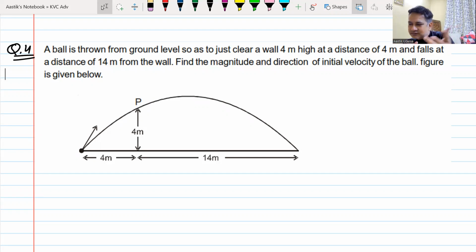A ball is thrown from ground level so as to clear a wall of 4 meter high at a distance of 4 meter, and it falls 14 meters behind the wall. Find the magnitude and direction of initial velocity of the ball. Figure is given below. Let's see who gives me the answer. You have 1 or 2 minutes to solve this.